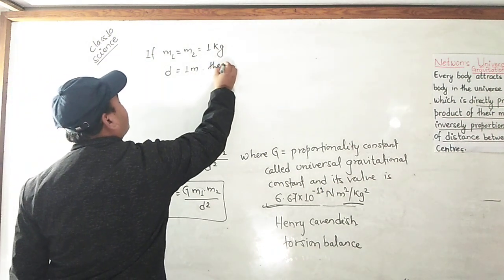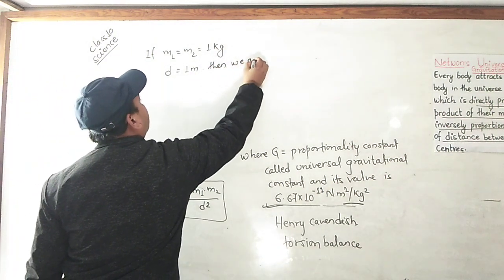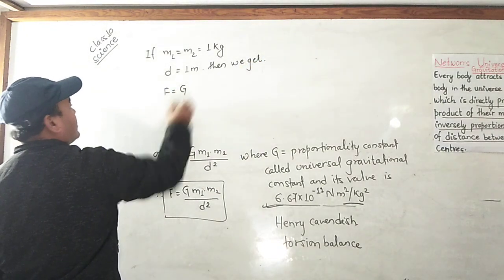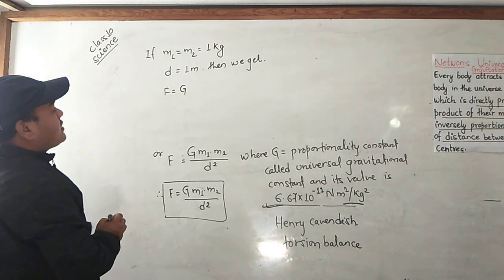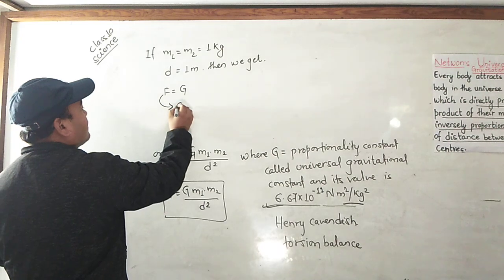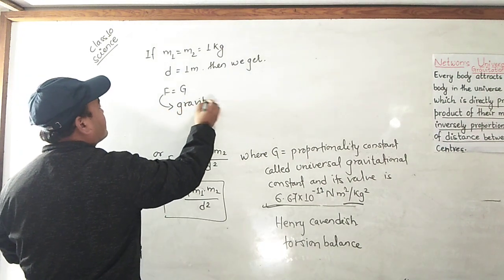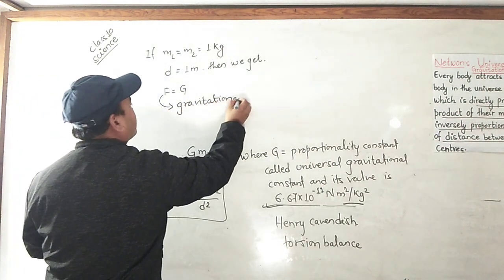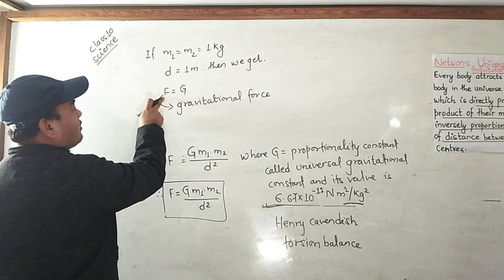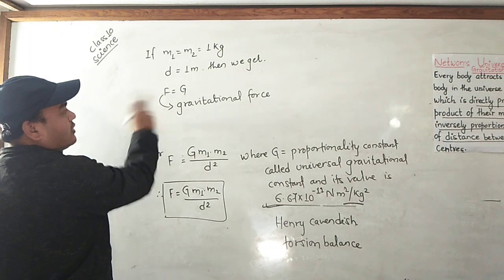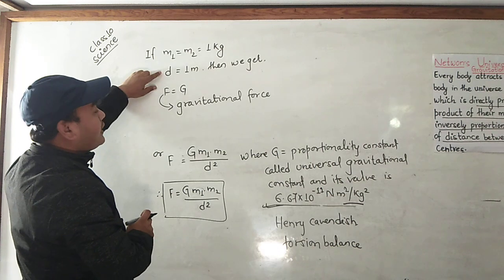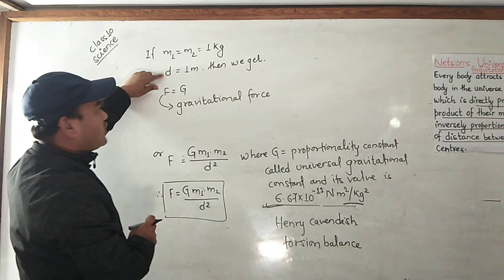Then we get F is equal to G. So at these conditions, F means gravitational force. And when will this capital G be equal to the gravitational force? If the two bodies have unit masses and the distance between their centers is 1 meter.